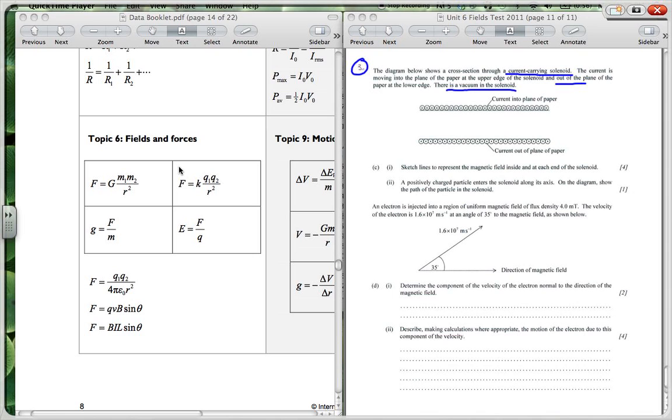Now, we are looking at the magnetic field. Now, this is caused by these currents. We use the right-hand solenoid rule where we put our fingers in the direction of the current in the solenoid. So the fingers come out at the top and they go in at the bottom. So the thumb actually points towards the right, and that is the direction of the magnetic field.